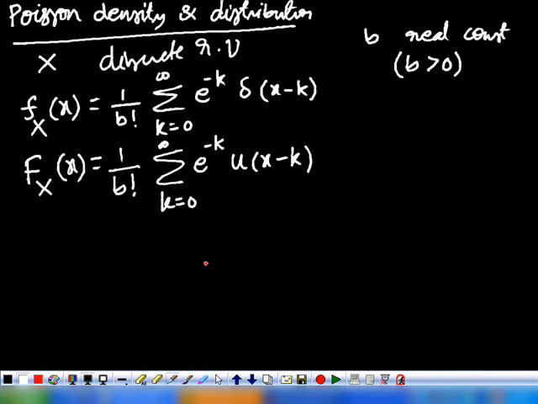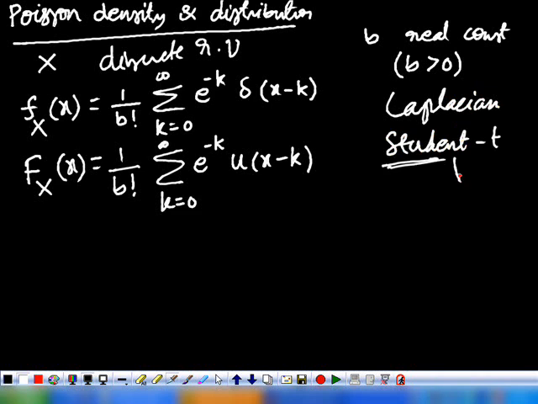Okay. Understood? So these are the six standard distribution functions of different random variables. Four for continuous random variables and two for discrete. Of course, we have many other density and distribution functions like Laplacian and Student's t. But in our syllabus, we have Gaussian, uniform, exponential, Rayleigh, Poisson and binomial.